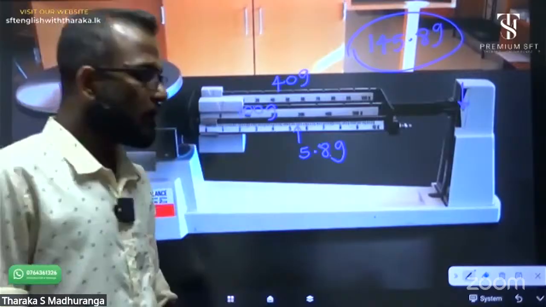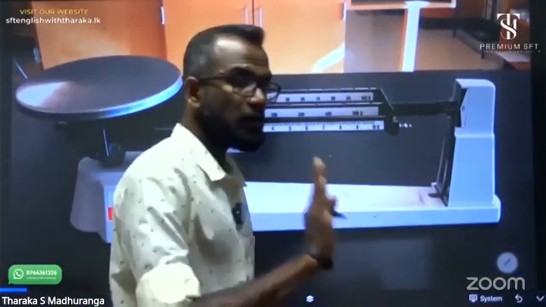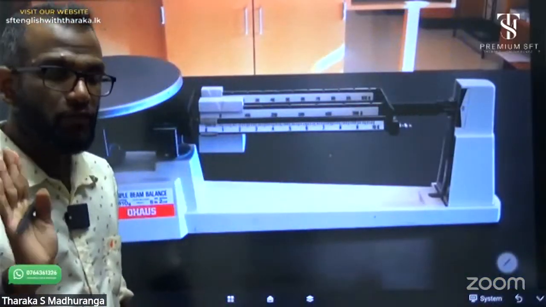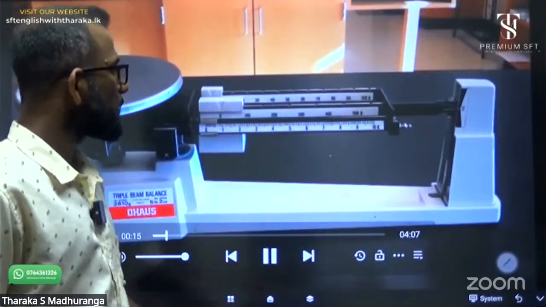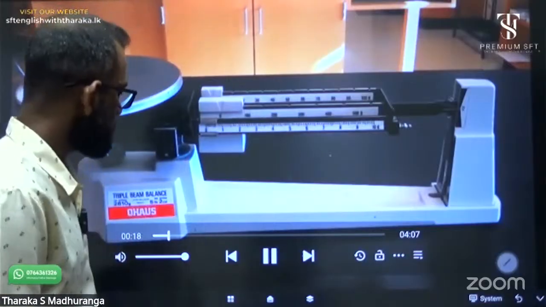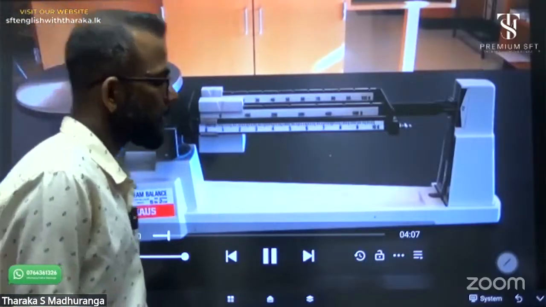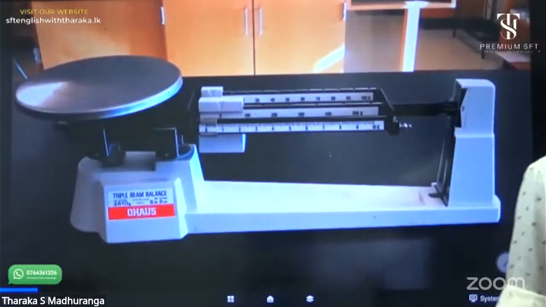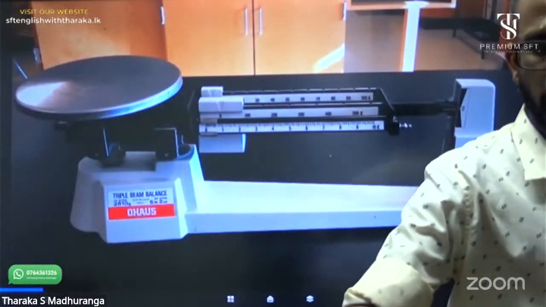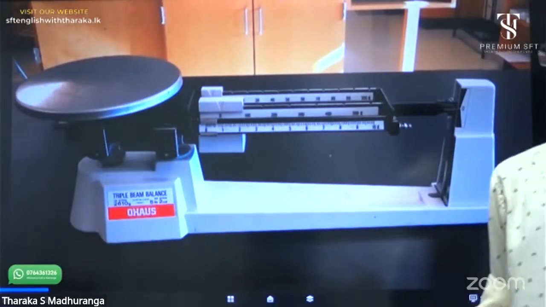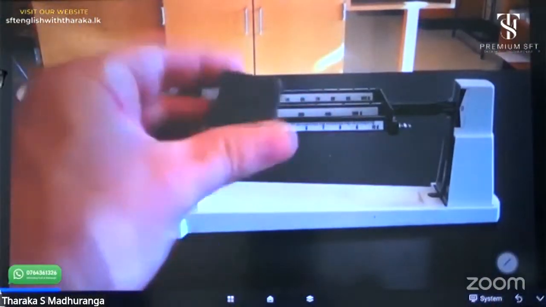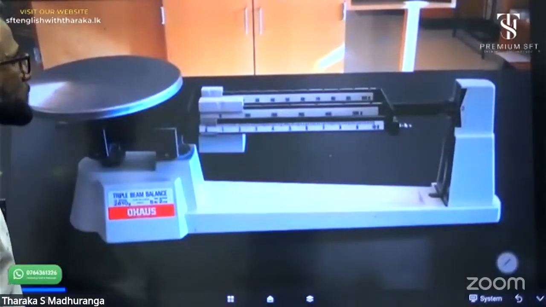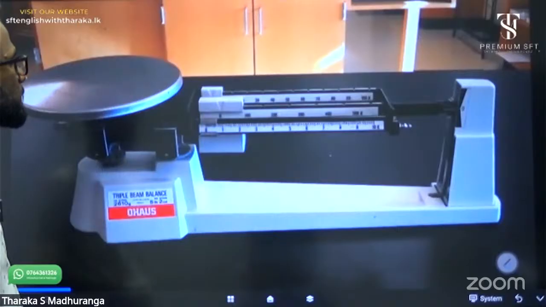Now I will show you. Try to get the full idea. Balance is one of the most common scientific instruments that we're going to use in physics class. We use the triple beam balance to find the mass of an object in grams. Today we're going to find the mass of this iron cube. To begin with, let's go over some of the features of the triple beam balance.